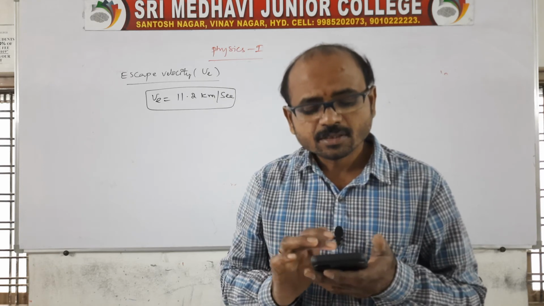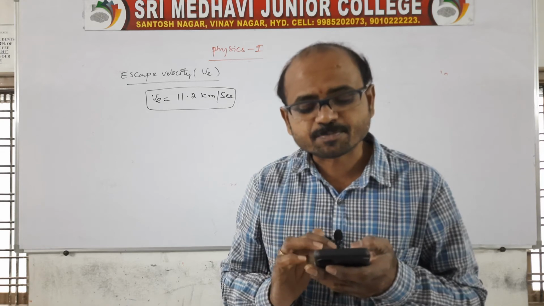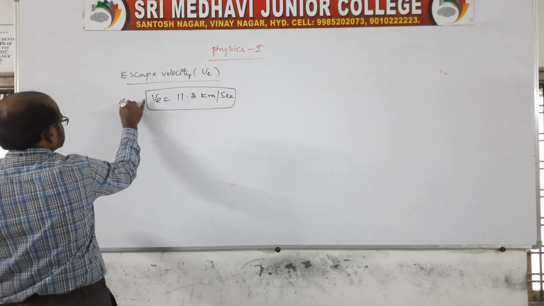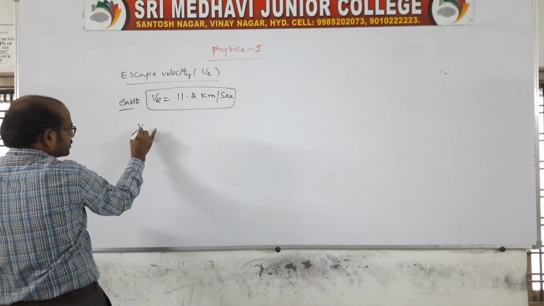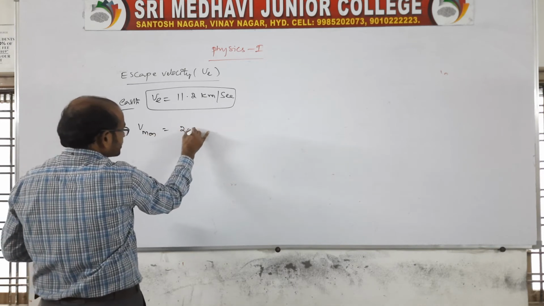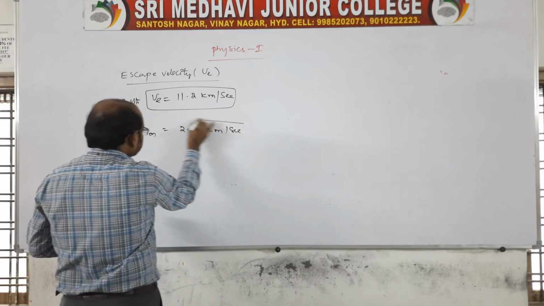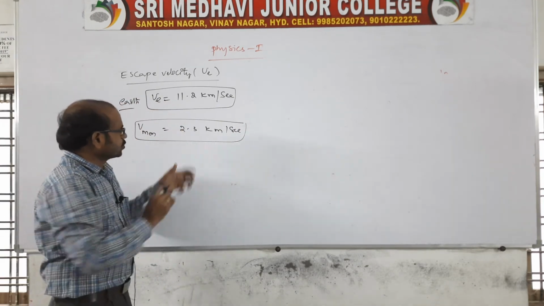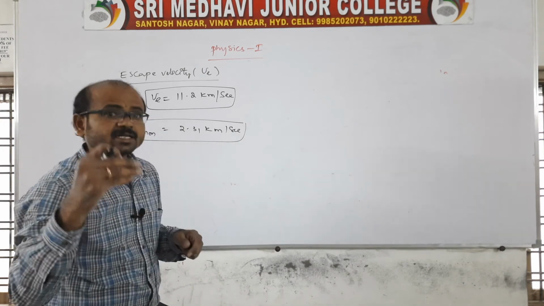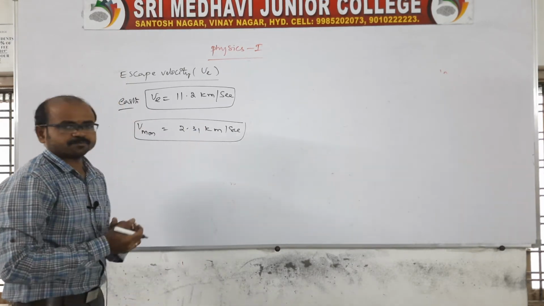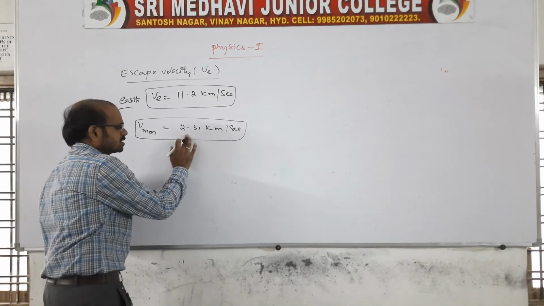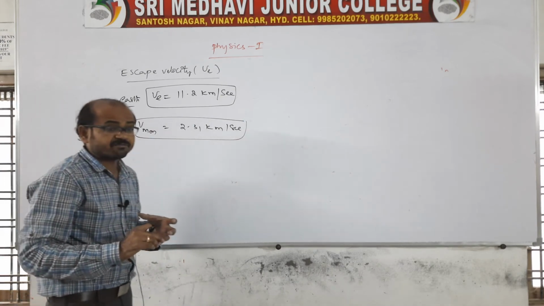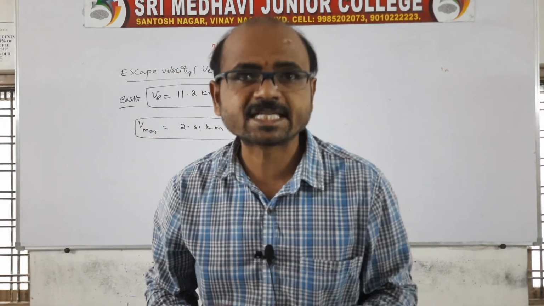Clear? I'll tell you that on the moon the escape speed is on average 2.31 kilometers per second. The earlier value was for the earth surface. If a body is projected from the moon with a speed equal to or greater than 2.31, the body escapes. If less, the body will not escape from the moon surface. Like that, different planets have different escape speeds.